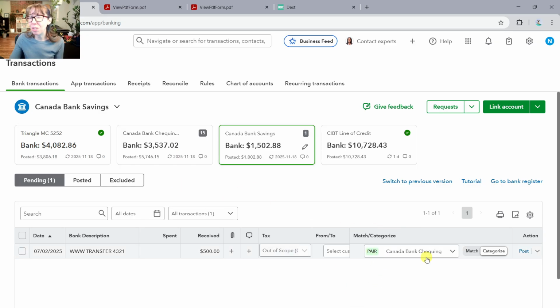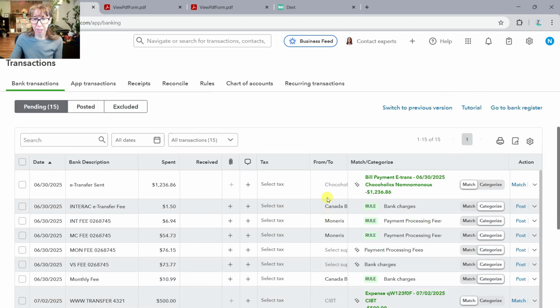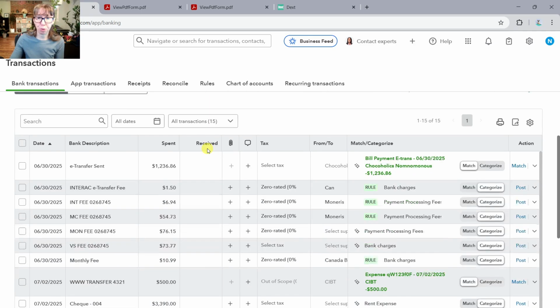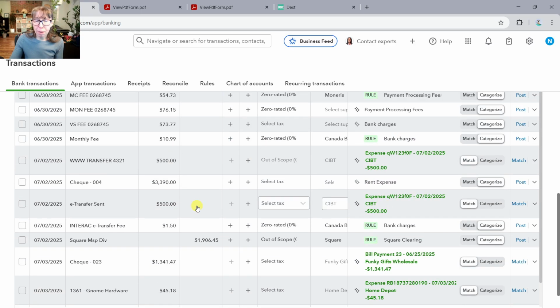So I have noticed that in the past, but I wonder if this new AI bank feed went a little further into understanding. I'm not sure. But this is why I start with the smaller accounts and work my way up to the operating account. We're in the Canada Bank checking now, and we can see that the very same QBO transaction item is offered up twice to be married to either this one or this one, and we have to decide which one is the soulmate. You might say, we just entered it though, Naomi, on the CIBT credit line.